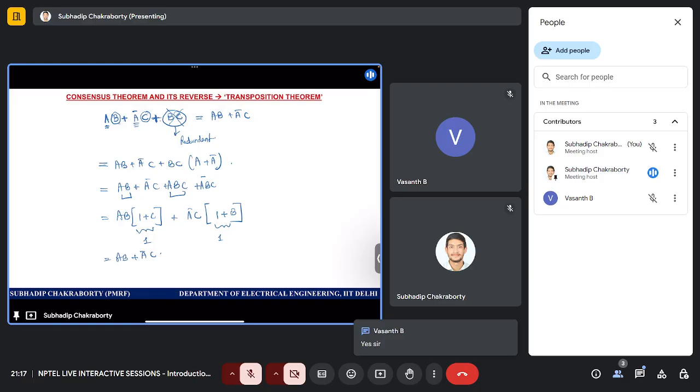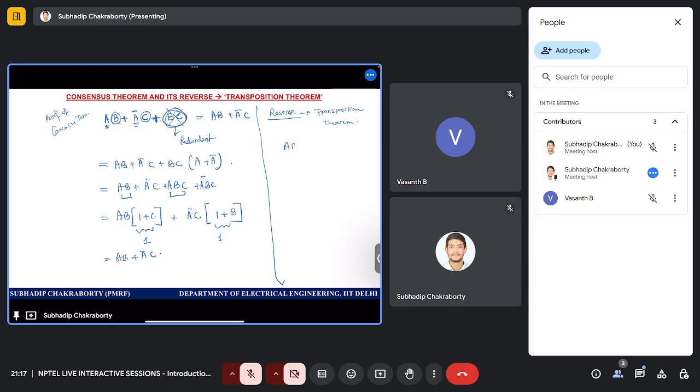You have a reverse or dual of this consensus theorem. So this is the proof of the consensus theorem. And there is a reverse proof, which you call the transposition theorem. What does it say? Just the reverse of it. It says that if you have AB plus A bar C, then it is nothing but A plus B times A plus C.